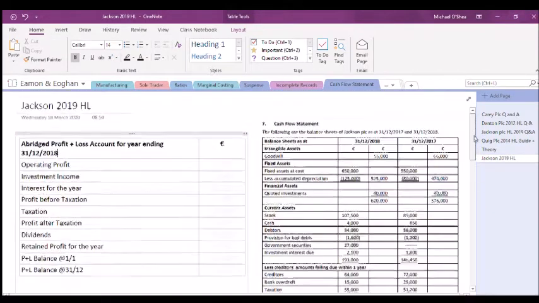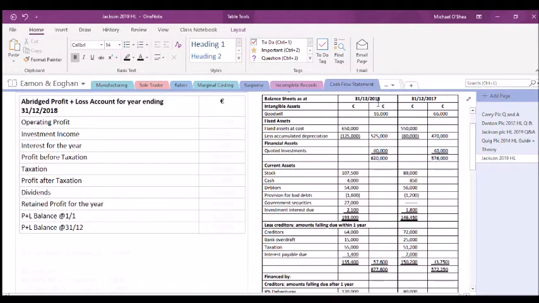But the balance sheet's a little bit different because we're given a balance sheet for the end of this year and the end of last year, and therefore we can find the difference between how much, let's say, our goodwill has gone down from the end of last year to the end of this year. So you can find the difference between what happened during the year.